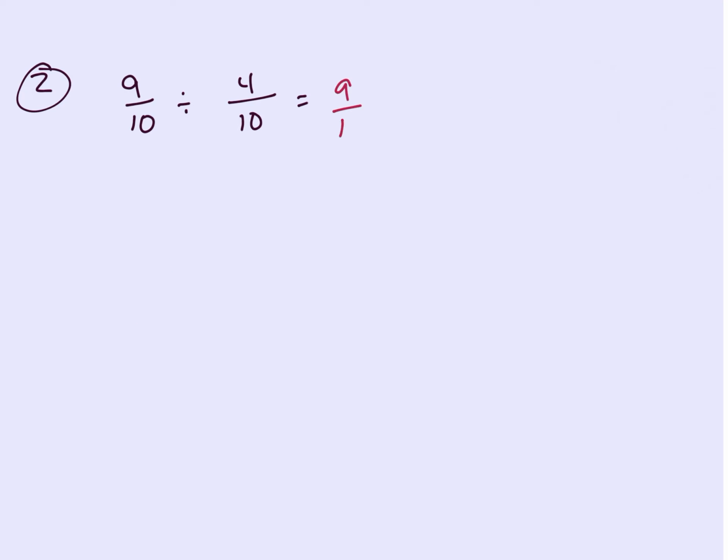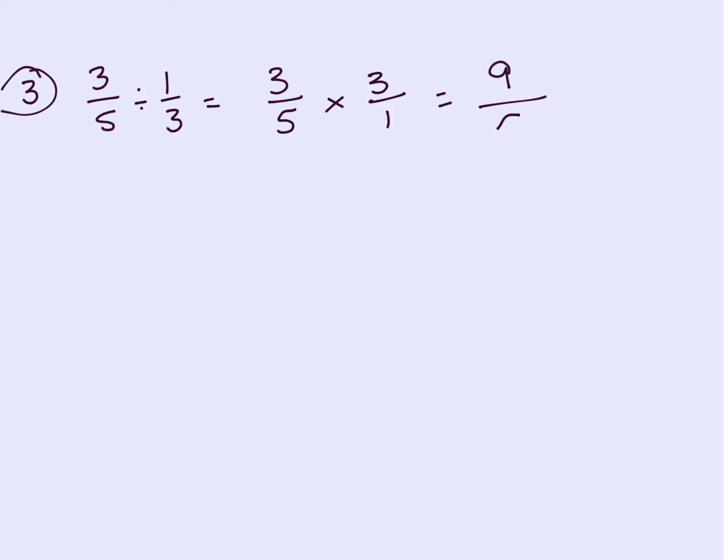Using the flip and multiply technique, we flip the second fraction over. 9 times 10 is 90, and 10 times 4 is 40. 10 goes into both of those, so we get 9/4, which again is 2 1/4.